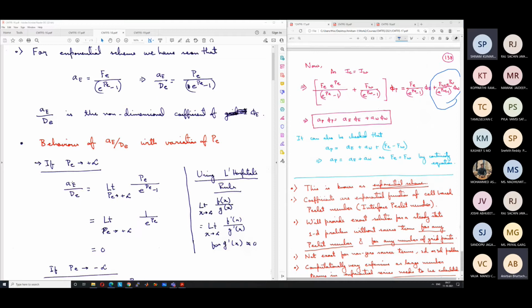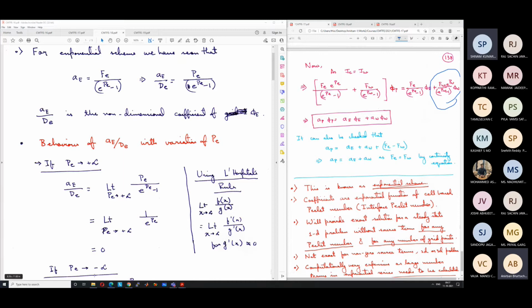This is what we discussed a few minutes back, right? For a very large positive Peclet number, the flow is coming from left to right, so E should not have much influence, and for a very large value it should not have any influence at all. So A by D should be negligible, 0. And that is what we are also obtaining mathematically.